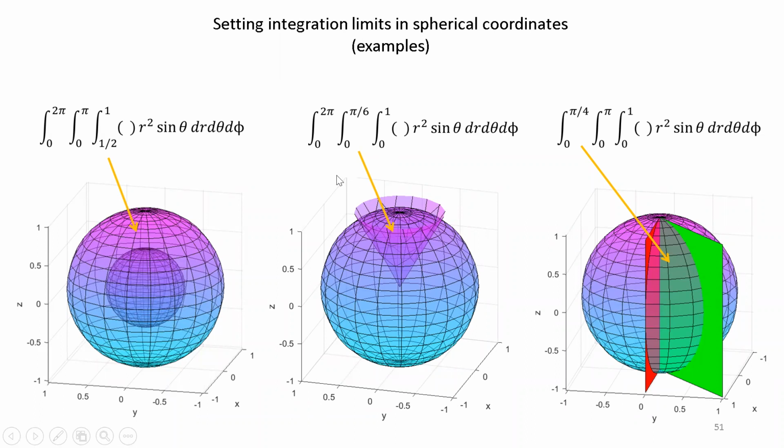Now if I have this second case, where the theta limit goes from 0 to pi over 6, then I have to consider the intersection between this spherical shell and this cone. Then you are only talking about this region here.